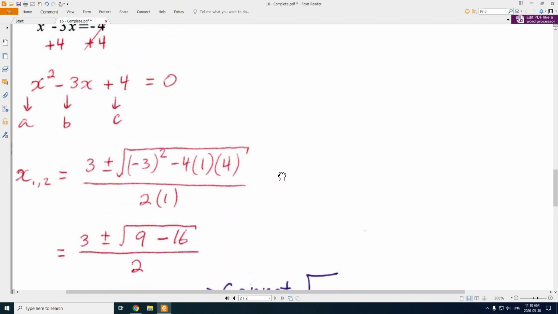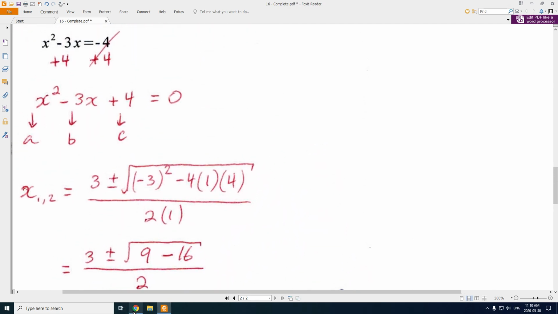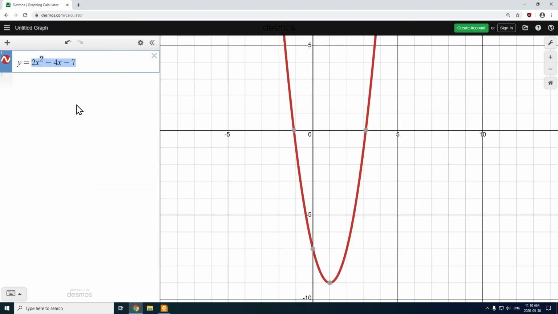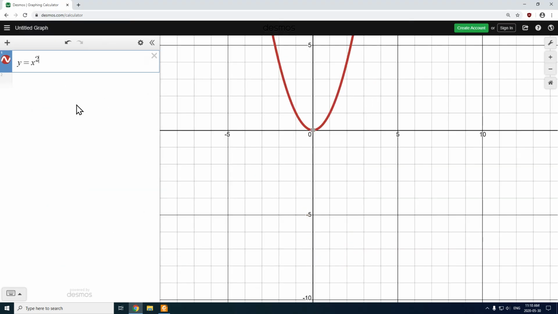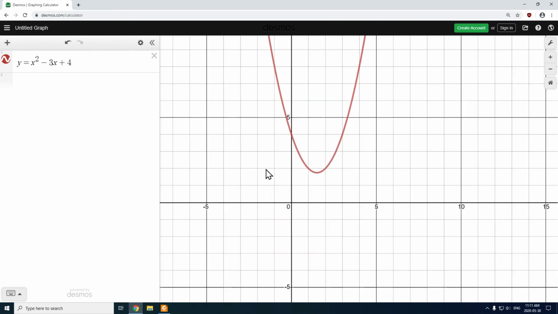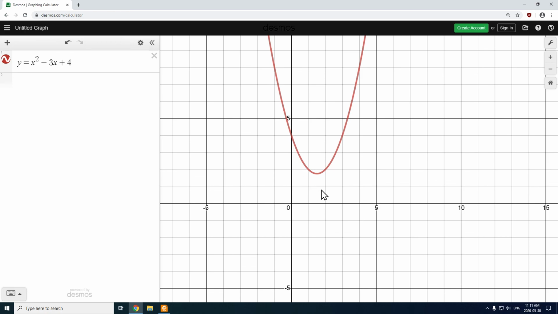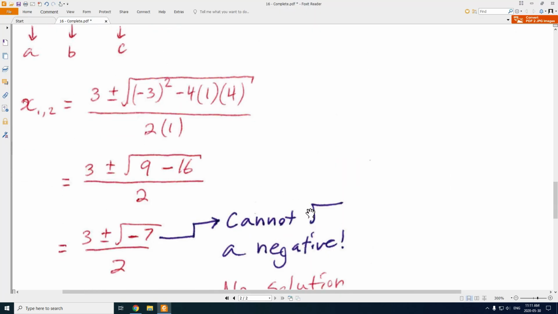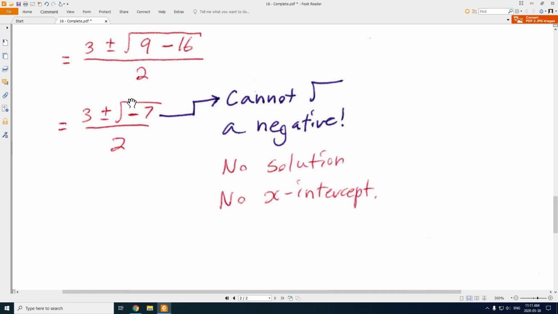Let's double check this guy on Desmos. So we had x squared minus 3x plus 4. And sure enough, that parabola, it's a valid parabola, but it has no x-intercepts. Right? It doesn't go low enough to hit the x-axis. And in that scenario, you would just get a negative inside your square root.